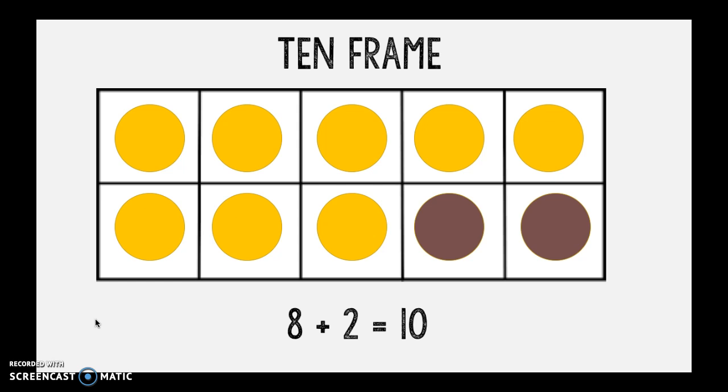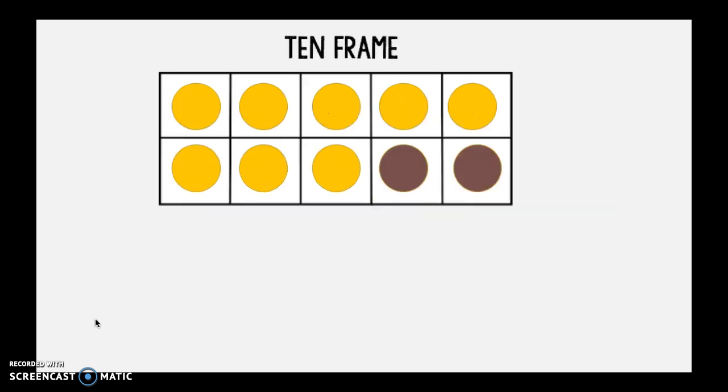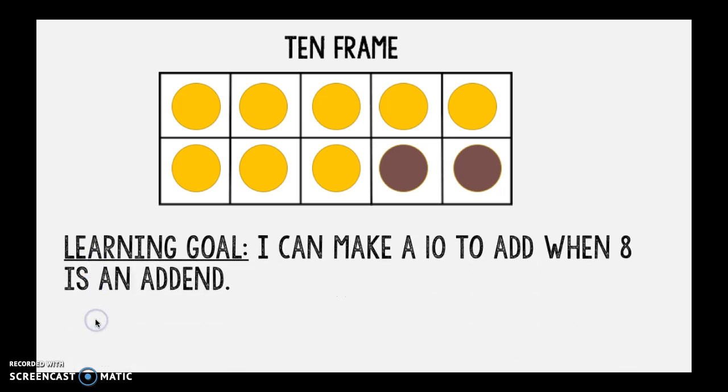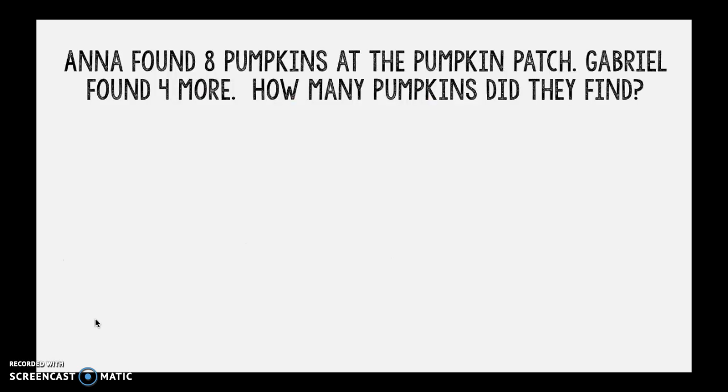You know what? This naughty little 10 frame is actually going to be really helpful today. If you think about this 10 frame, where I had 8 and I had to add 2 more to make 10, that's going to help us with our learning goal. Our learning goal says I can make a 10 to add when 8 is an addend. Let's try it. Anna found 8 pumpkins at the pumpkin patch. Gabriel found 4 more. How many pumpkins did they find?